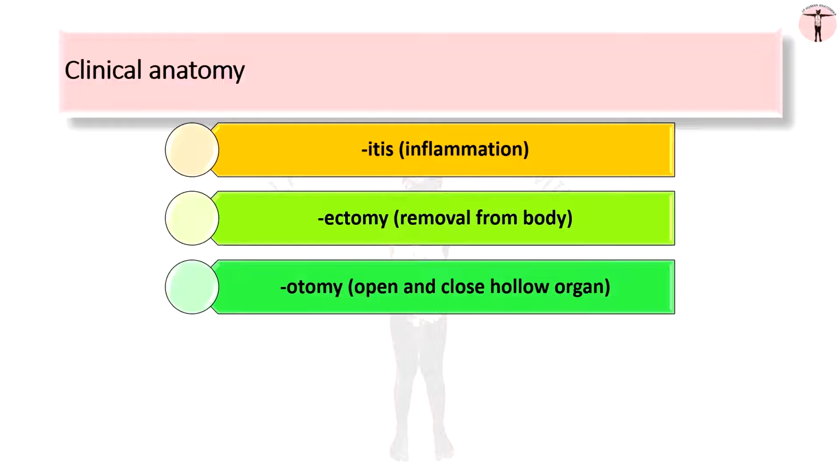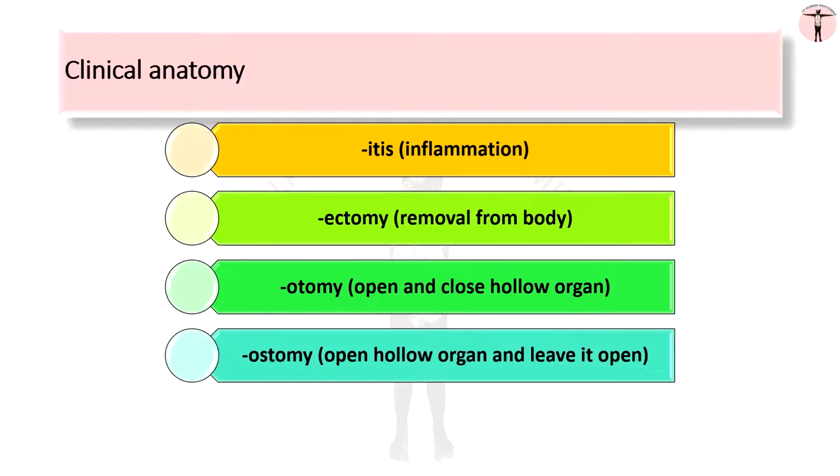The suffix otomy means to open and close a hollow organ. For example, laparotomy, hysterotomy, cystotomy, cystolithotomy. The suffix ostomy means to open a hollow organ and leave it open. For example, cystostomy, colostomy, tracheostomy. These are some of the examples for ostomy.